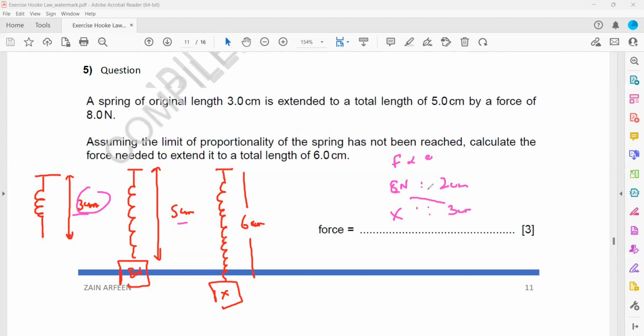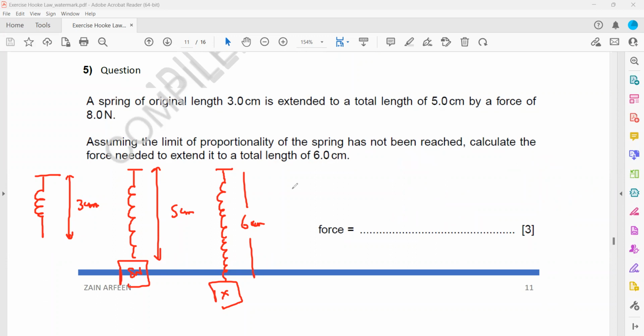We just cross multiply. 8 multiplied by 3 is equal to 2x, or 8 multiplied by 3 divided by 2 is x. So 24 divided by 2 is equal to x. So x is equal to 12 Newton. This is one way. You will get 12 Newton as an answer. There's also another way, you can use a formula to get the same answer. First, we'll find the value of the spring constant.